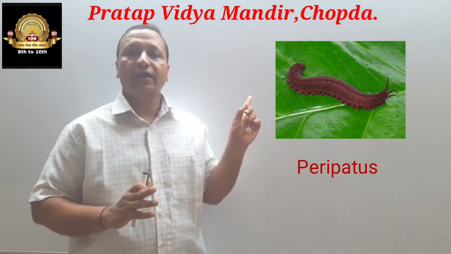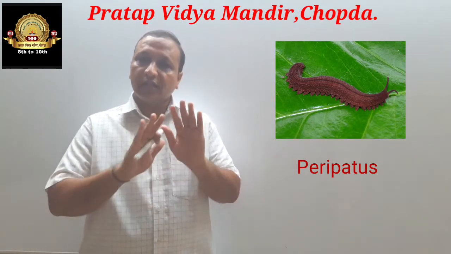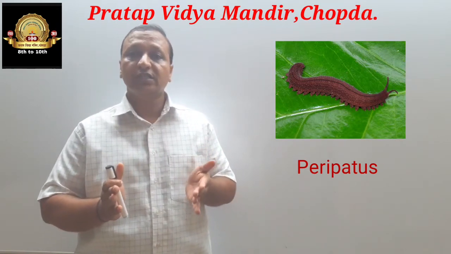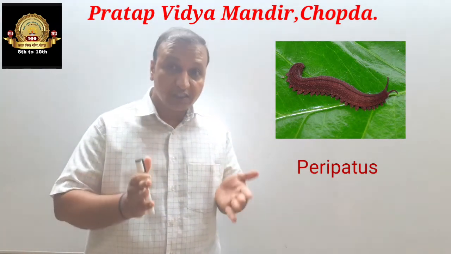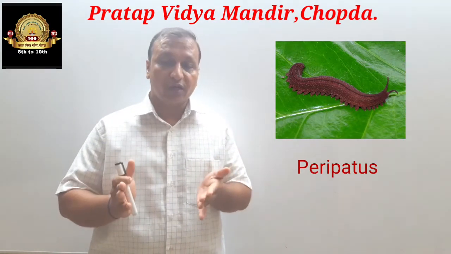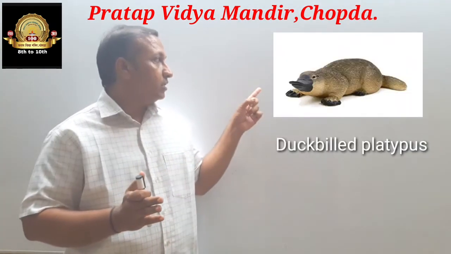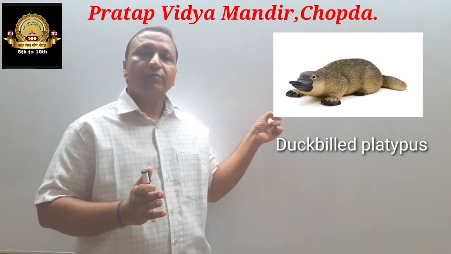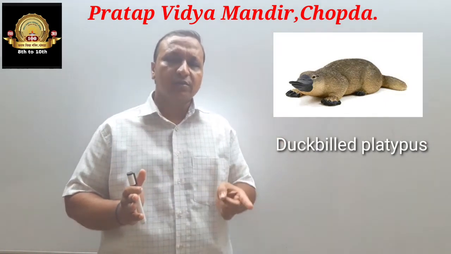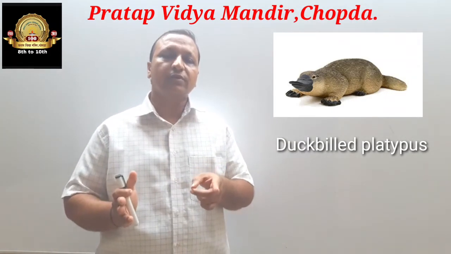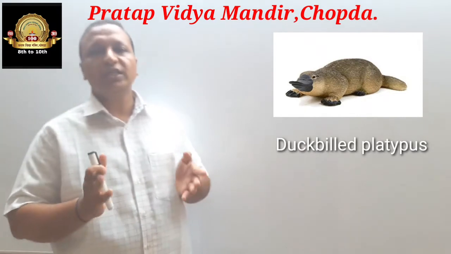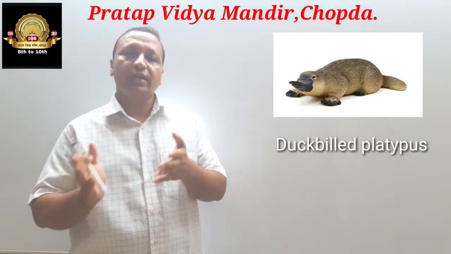Like Annelida, the body is segmented and has a thin cuticle. These animals show tracheal respiration and an open circulatory system similar to Arthropoda. Then the second example is the duck-bill platypus. The duck-bill platypus lays eggs like reptiles but shows a relationship to mammals due to the presence of mammary glands and hairs.